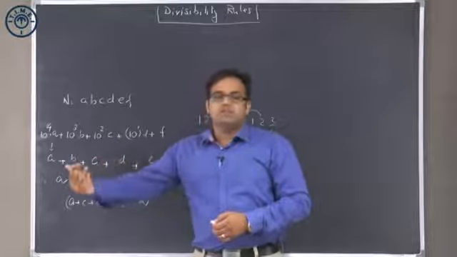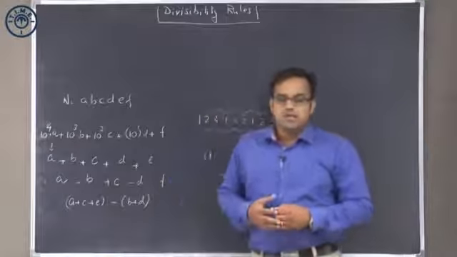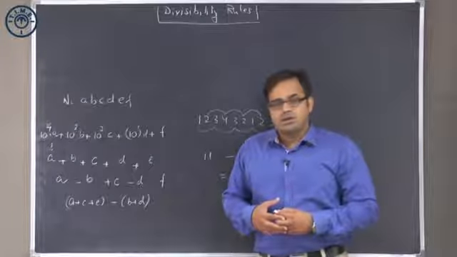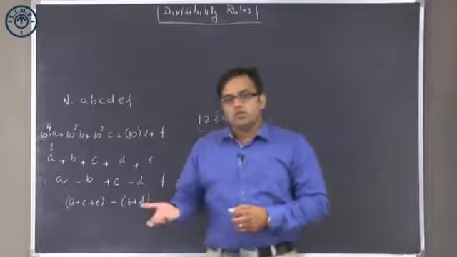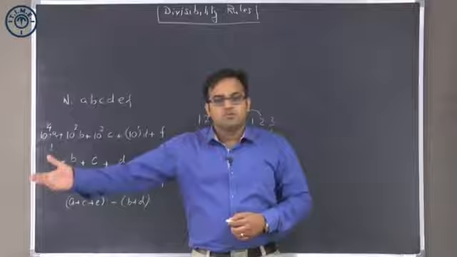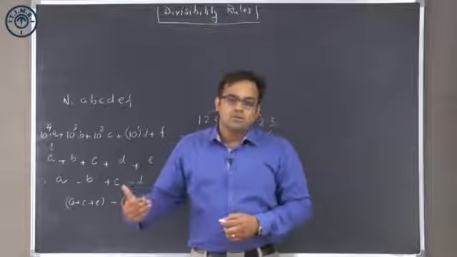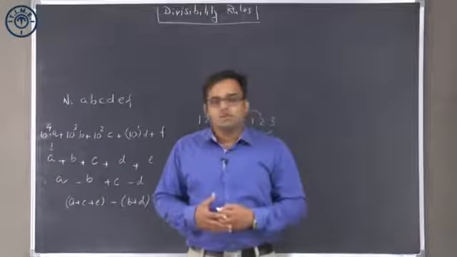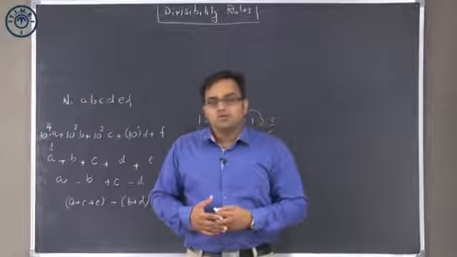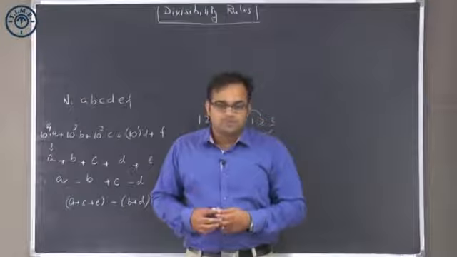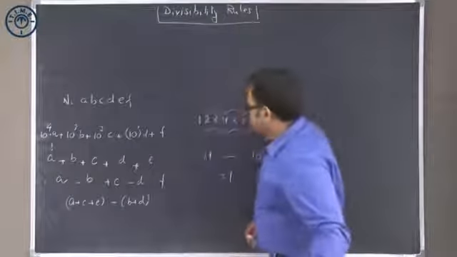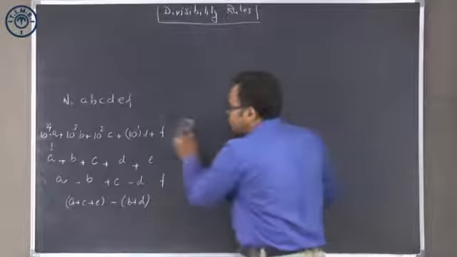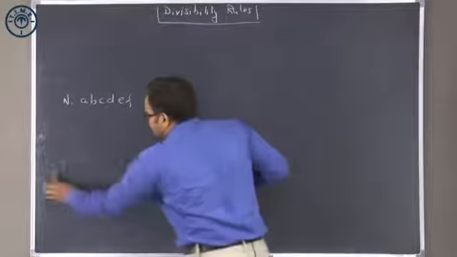So if the sum of these pairs of twos is divisible by 99, then the entire number would also be divisible by 99. Similarly, for 101, the even pairs would be on one side, odd pairs would be on the other side. We take their positive difference. If this difference is divisible by 101, then the entire number would also be divisible by 101. Extending this idea further, we have a very interesting divisibility rule for 7, 11 and 13.